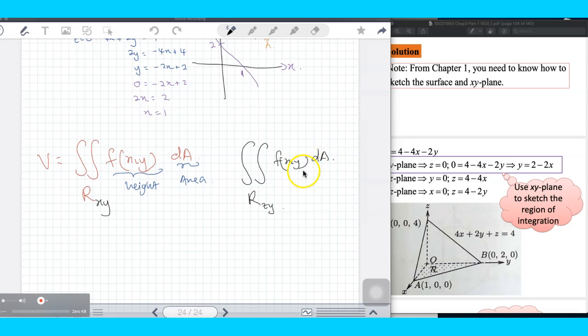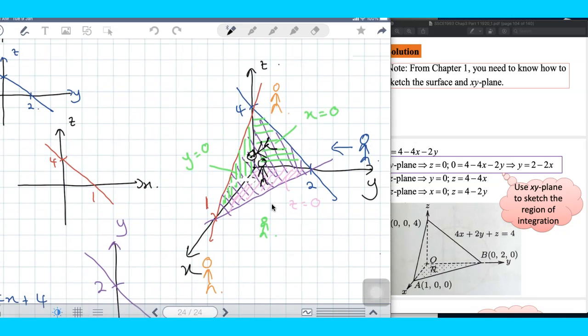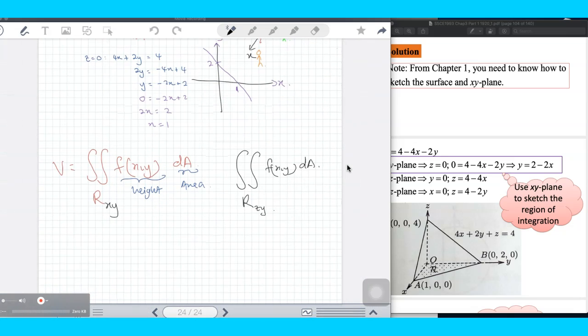This is very important, because whether you choose this or this, the function and the order will be affected. Let's say here you choose X and Y, so your function should also be in terms of X and Y, and your order also only for X and Y. But if you choose ZY, so your floor is now on the ZY plane, you state that your region is lying on the ZY plane, so your function here should be in terms of Z and Y. And your dA also has only Z and Y, whether you have dz dy or dy dz.